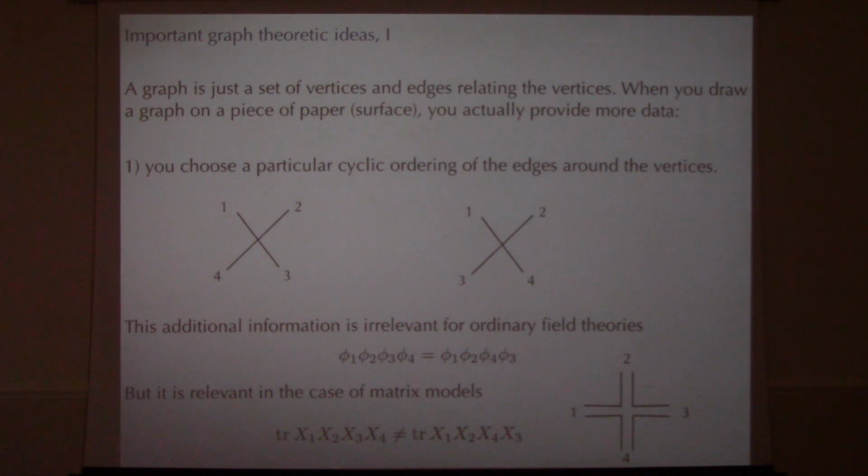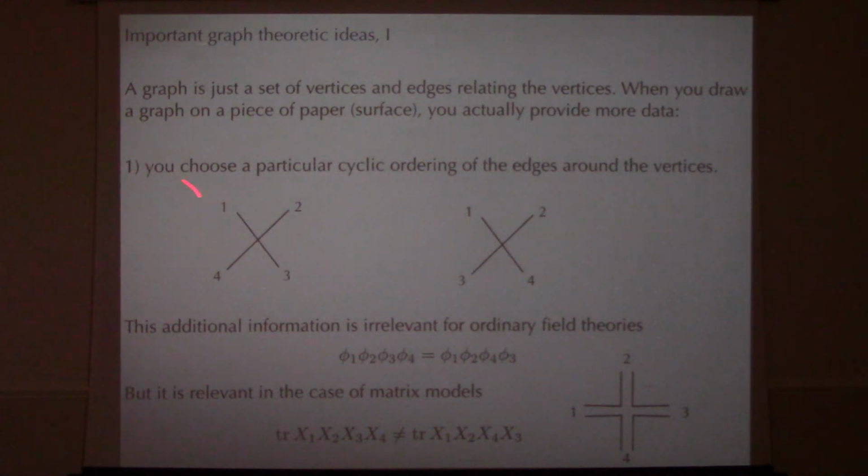When you draw a graph on a piece of paper, maybe without even realizing it, you're actually adding a lot more information to the graph than just the vertex and edge content. Indeed, as soon as you draw the vertex on a piece of paper, you automatically choose a cyclic ordering of the lines that are incident to each particular vertex you're using.